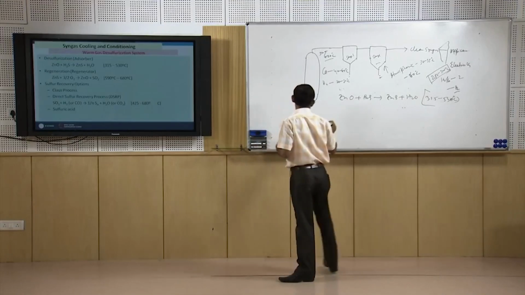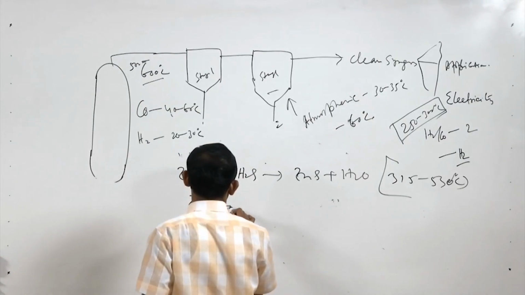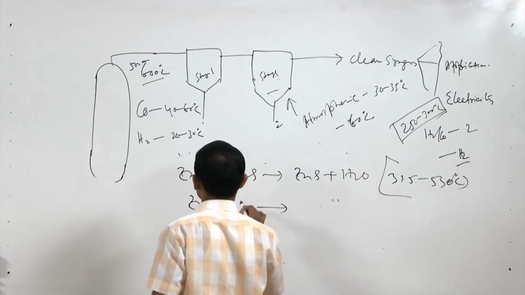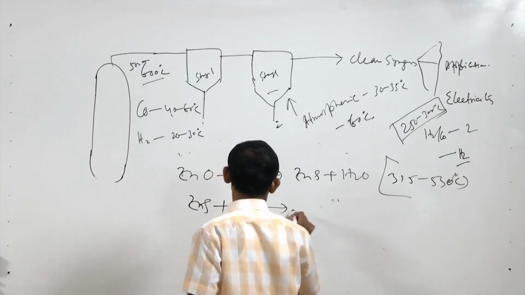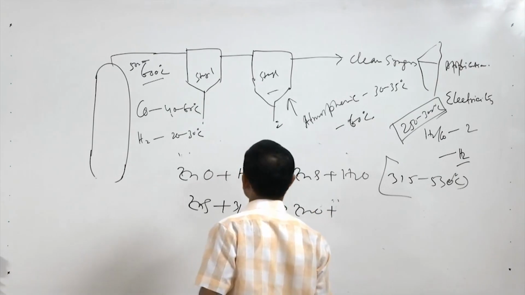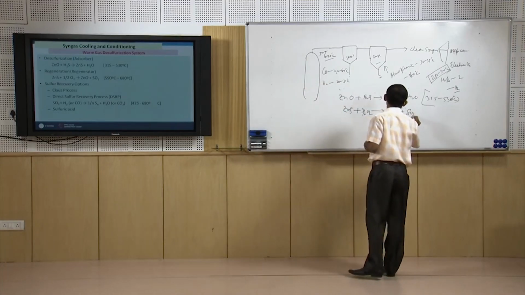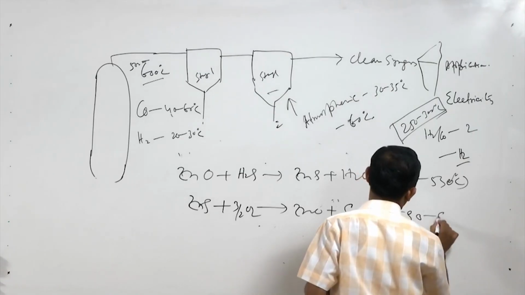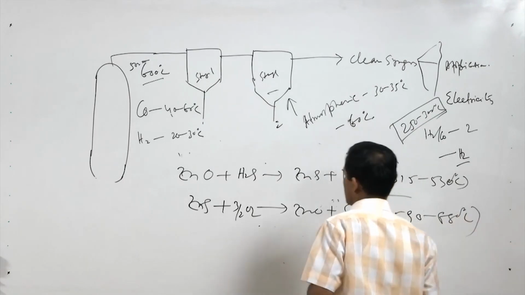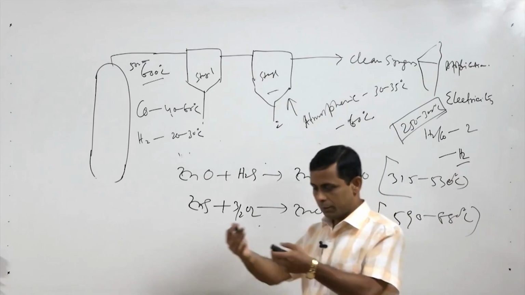Further ZnS is heated, and in the presence of oxygen it gives us ZnO plus SO2. This temperature is 590 to 680 degrees centigrade.